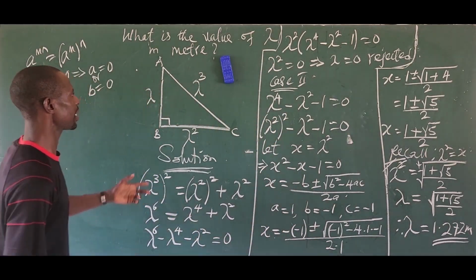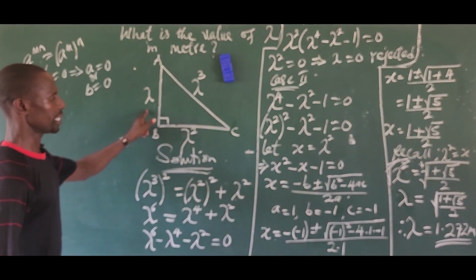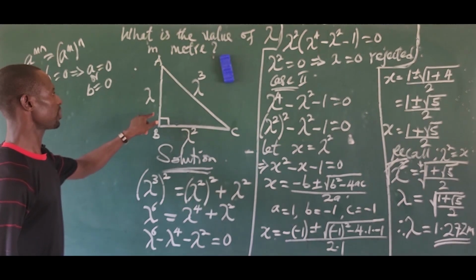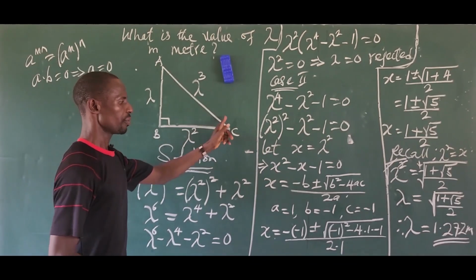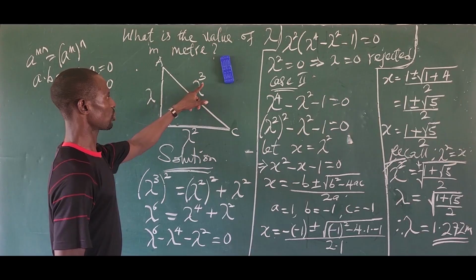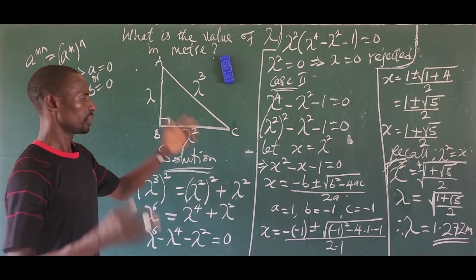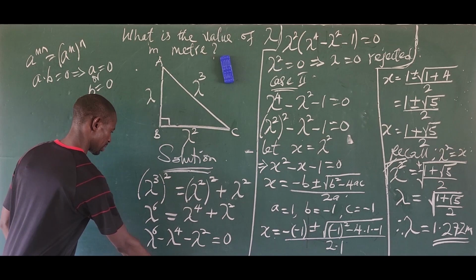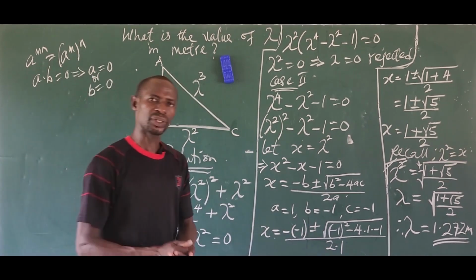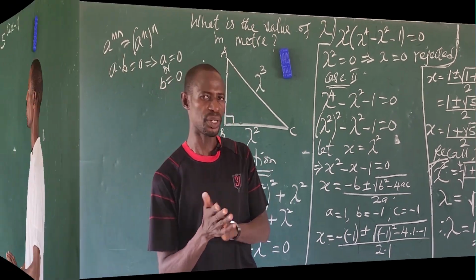So to get the value of this length here, this will give you 1.272 meters, and this one you raise 1.272 meters to the power of 3. Here you raise 1.272 meters to the power of 2. Whatever it gives you, that is the correct value for the hypotenuse, adjacent, and the opposite.